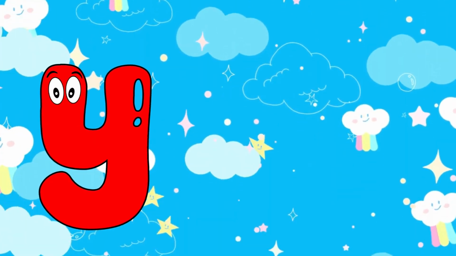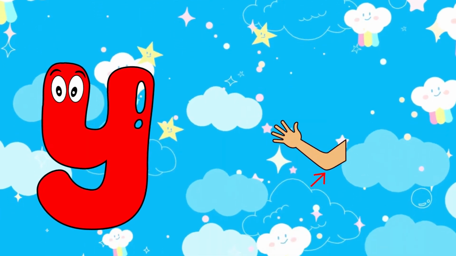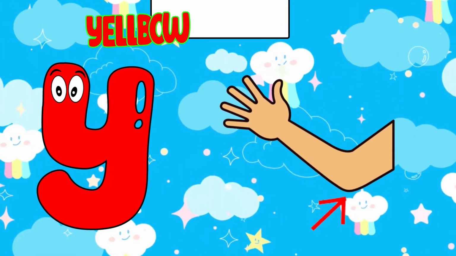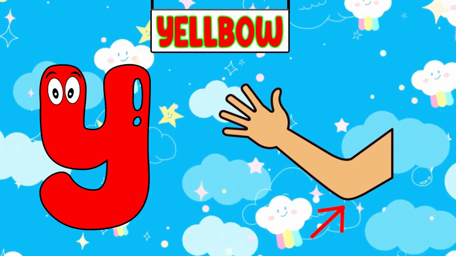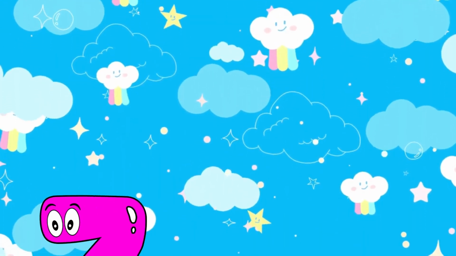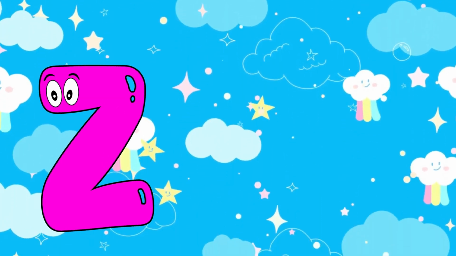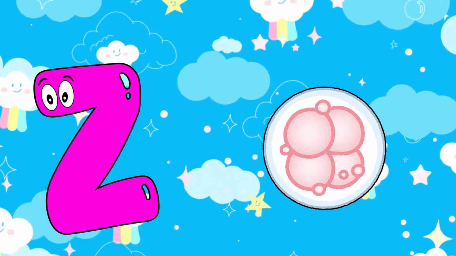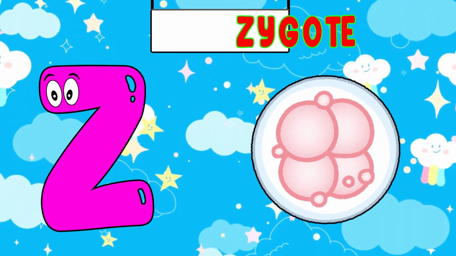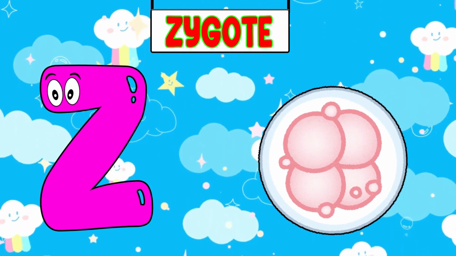Y. Y is for yearbook. Z. Z is for zygote.